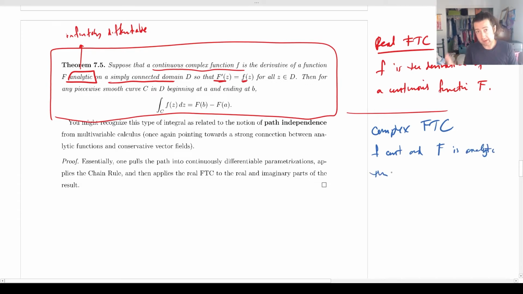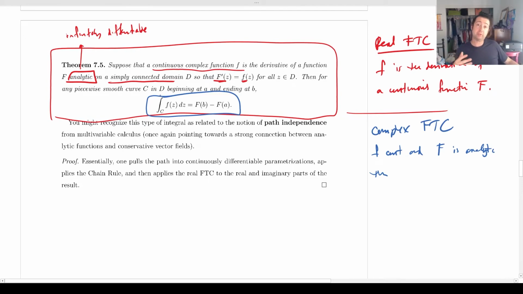Then you can do exactly the same game. A continuous function with an analytic antiderivative defined on a simply connected domain follows the fundamental theorem of calculus. You might actually recognize that this is connected to the idea from multivariable calculus of path independence.